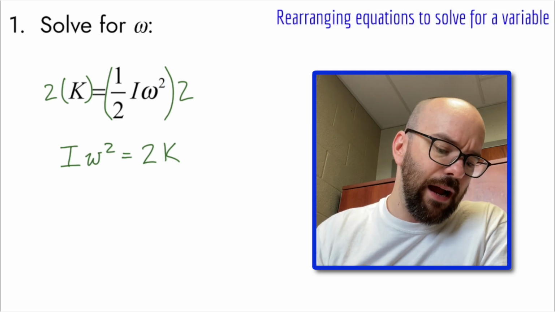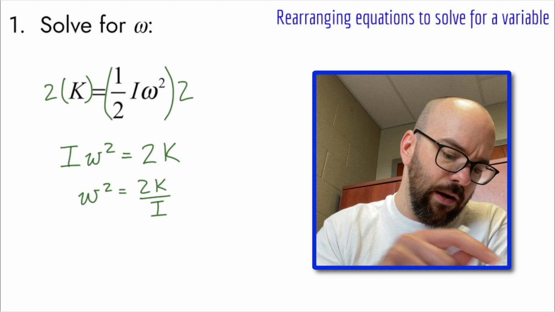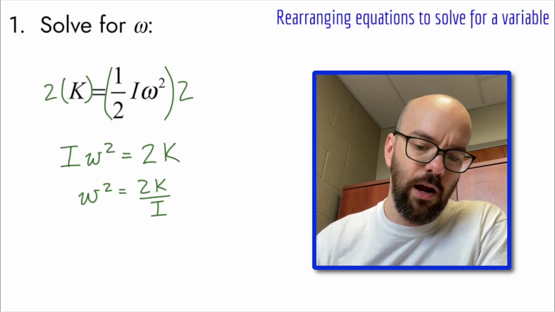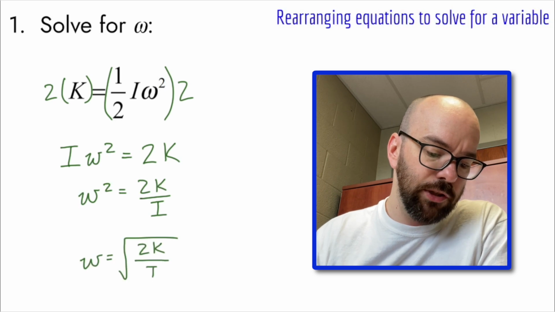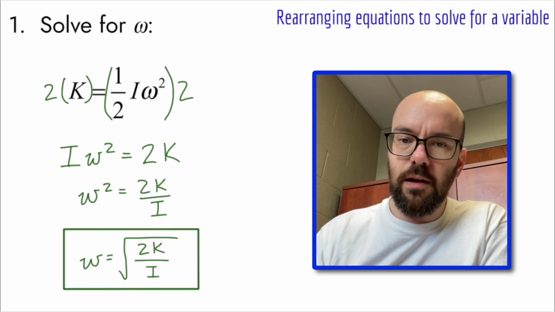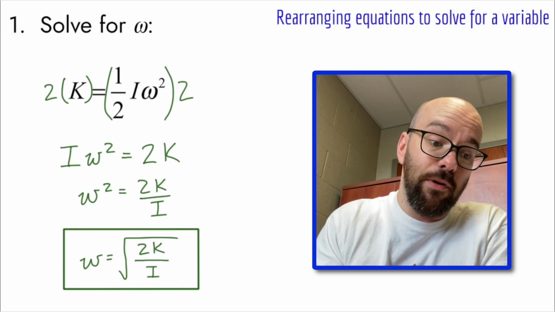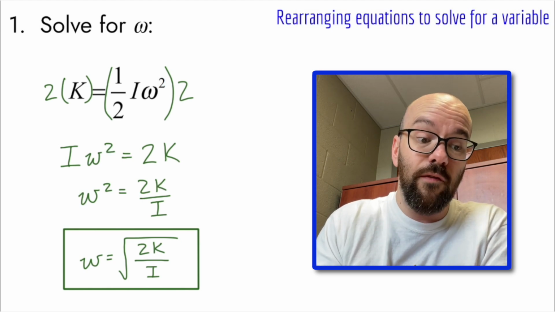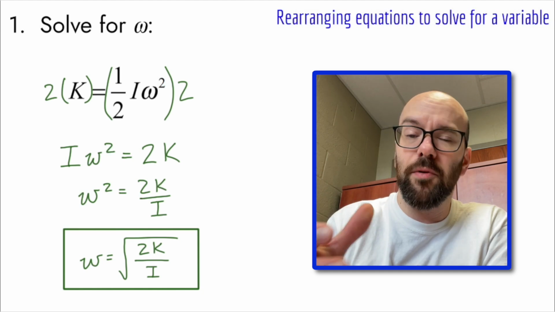Next, we're going to divide by I on both sides. So divide by I right here, divide by I right there, and we get omega squared equals 2K over I. And then we're just going to take the square root of both sides. And we get omega equals square root of 2K over I. And that's our final answer there. So pretty straightforward. We're just using the regular inverse operations we would use to solve for a variable. We just don't have any numbers in there. Everything is still in variables or constants.